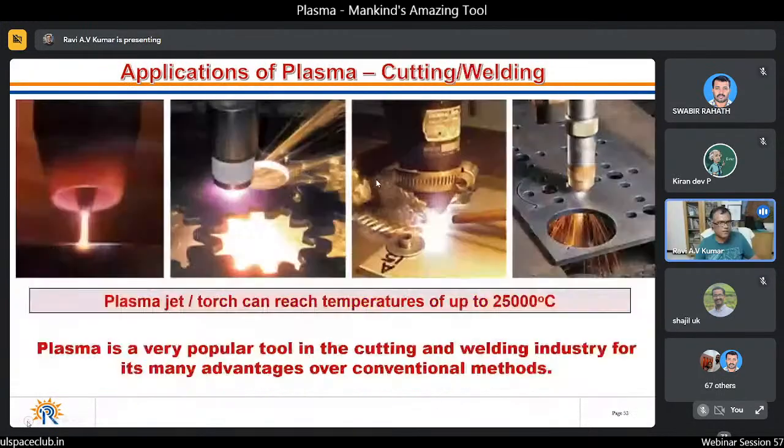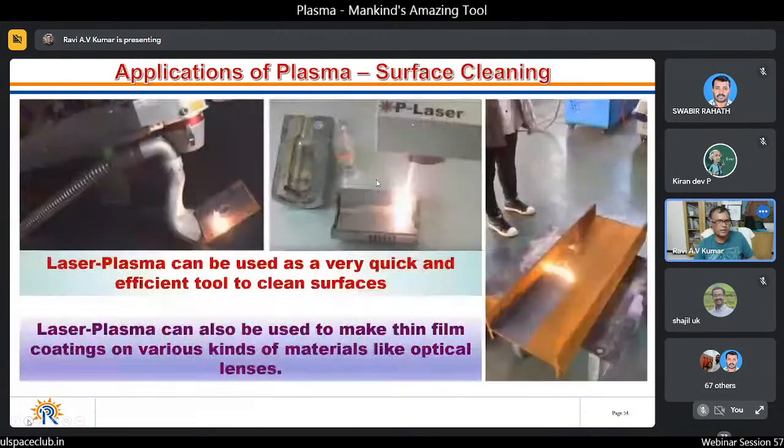So these are some of the fascinating applications of plasma. Futuristic, I would not have to say. Everybody uses it now, and the temperatures can be extremely high. So cutting can be much more efficient than conventional cutting and arc welding.